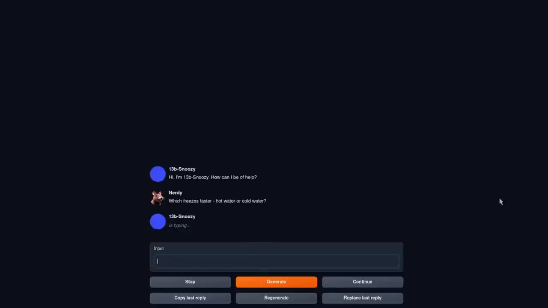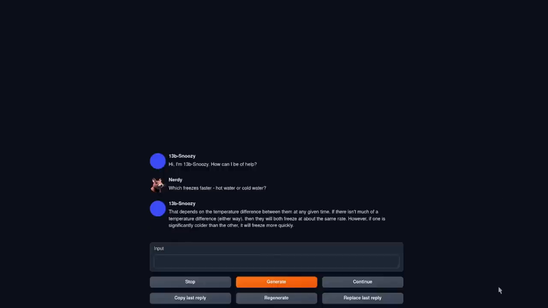Let's try exactly the same thing with 13B Snoozy and see what sort of answer we get out of this one. 13B Snoozy says that depends on the temperature difference between them at any given time. If there isn't much of a temperature difference either way, then they will both freeze at about the same rate. However, if one is significantly colder than the other, it will freeze more quickly. Okay, that's certainly an interesting answer.